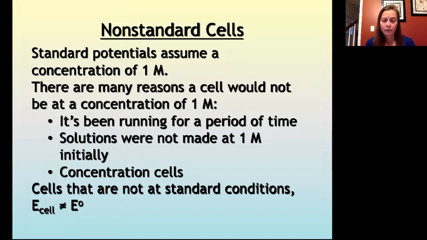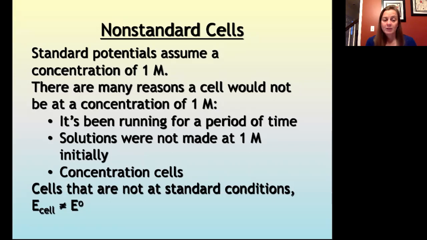If a cell has been running for a certain amount of time, then we know that the concentration in the cathode cell is going to be decreased and the concentration in the anode cell is going to be increased. So both of those would have concentrations different from 1 molar. If for some reason the solutions were not made at 1 molar initially, so maybe something is limited in its solubility, or perhaps, like silver, is very often limited in its solubility, or materials weren't available. Or there was an excess, or we wanted it to last longer, then our solutions might not have been made at 1 molar initially.